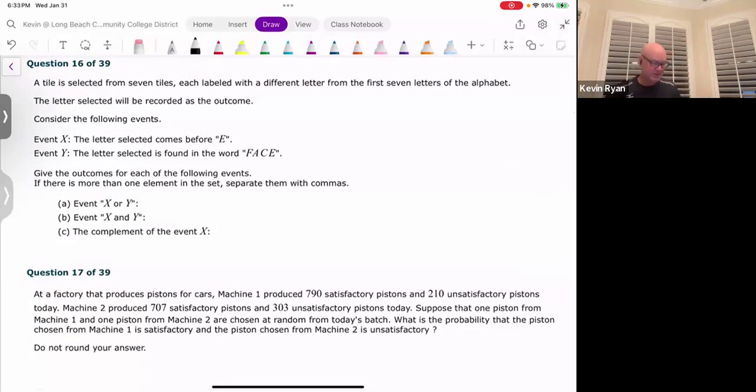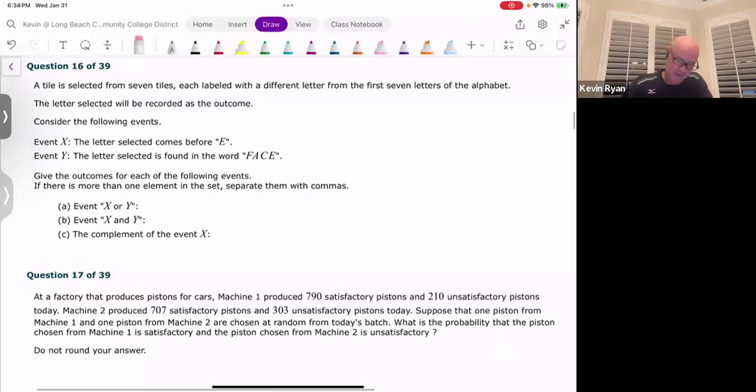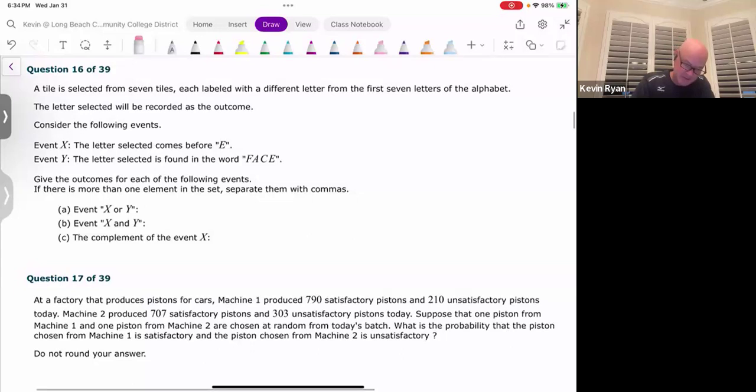All right, number 16. A tile is selected from 7 tiles, each labeled with a different letter from the first 7 letters of the alphabet. Let's write out our samples, entire sample space.